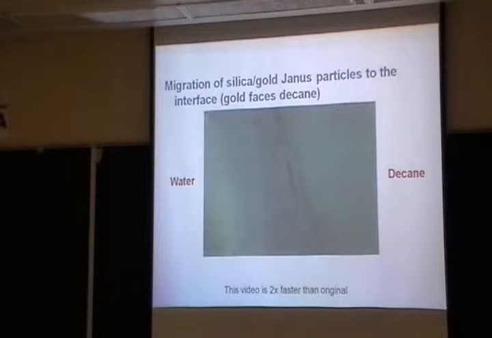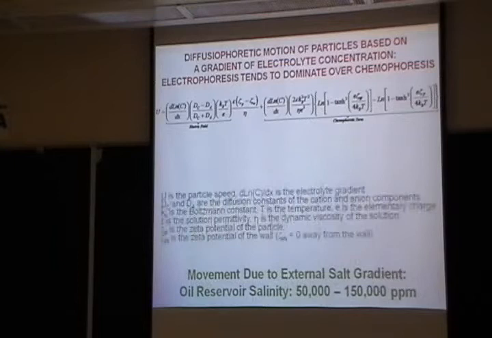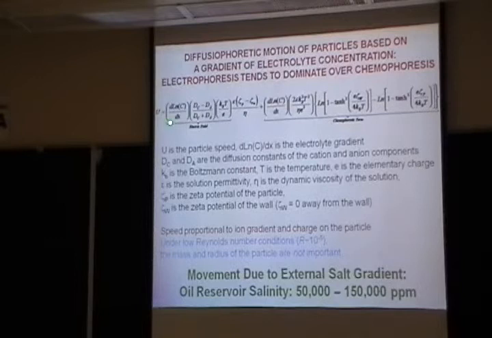You're not pumping hydrogen peroxide everywhere. What's your fuel? Now, how do you power particles in there? So that becomes the important question. So back to the diffusiophoretic equation that I showed you. This is now the particle velocity. It depends on the gradient and the difference, again, of the cation and the anion diffusivities and the zeta potential of the particle. And it turns out that in oil wells, the salinity is much higher than the water they pump in. There's a big salt gradient.